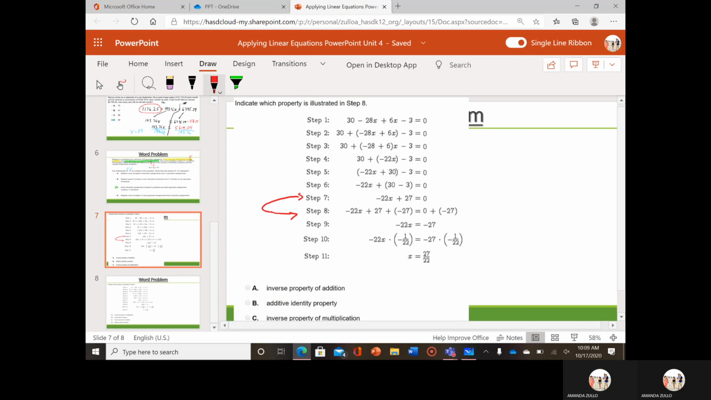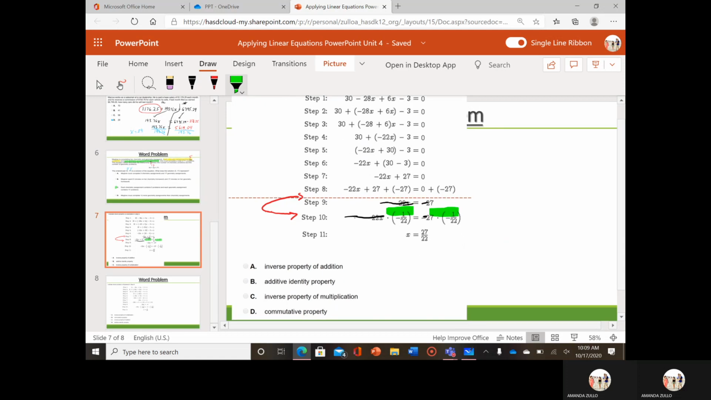So you could tell this is the same. Plus 27 is the same. So all of this here is the same on the left. And the zeros match on the right. The thing that's new is that they're adding a negative 27 to each side. Okay? They're adding the opposite.